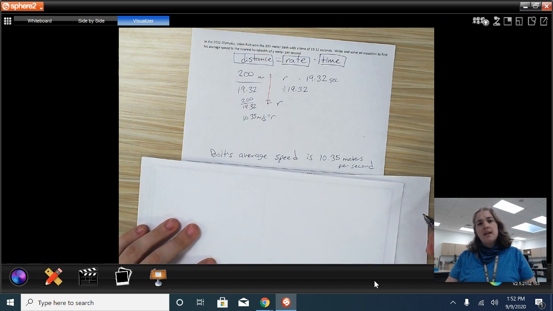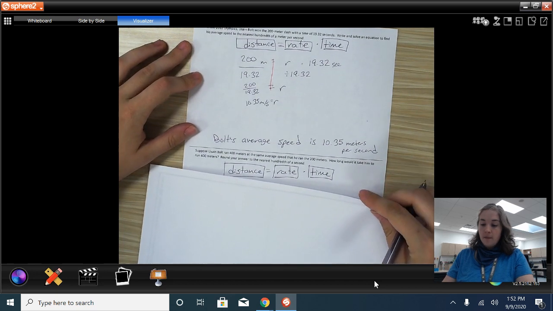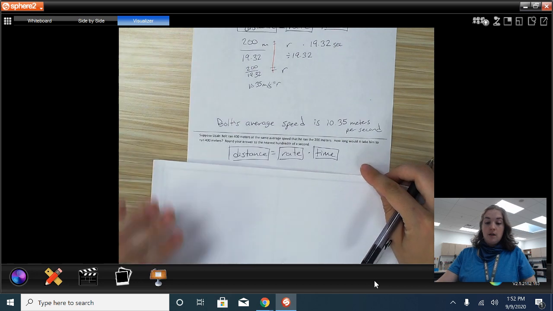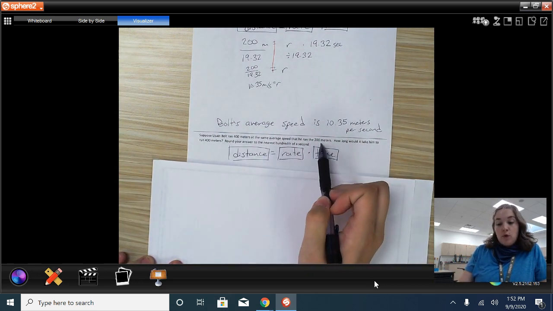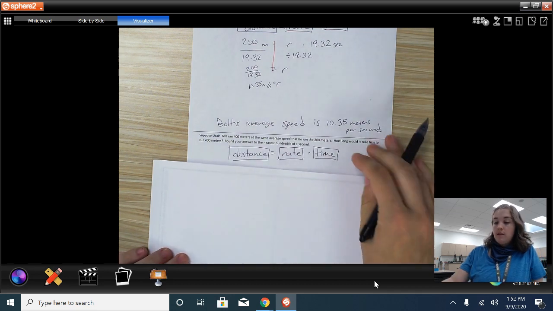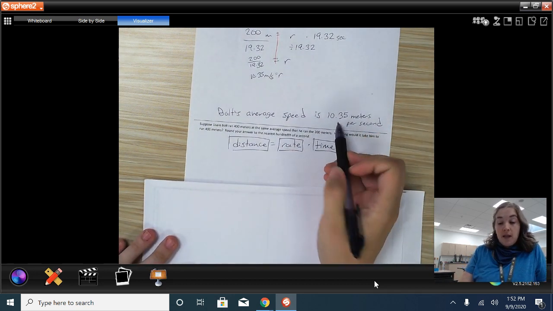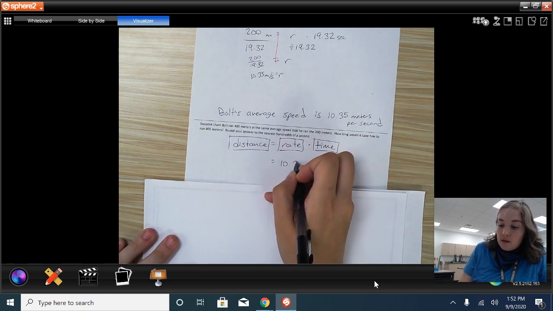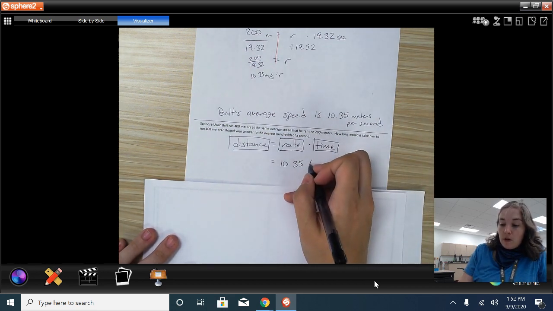Well, let's say we wanted to find something else. Let's say we wanted to find how long it would take him to run a 400-meter race. In the same amount of time that he ran the 200, what if Usain Bolt ran 400 meters? So we actually know our rate this time. We just found it right here. So in this case, for my rate, I'm going to plug in 10.35. We don't know the time we're looking for.